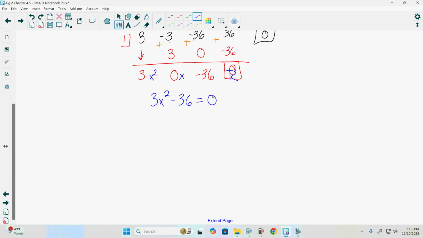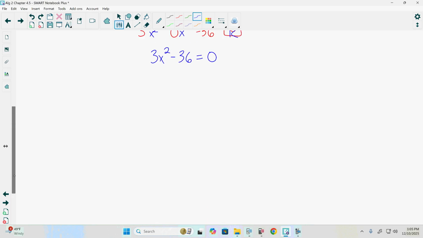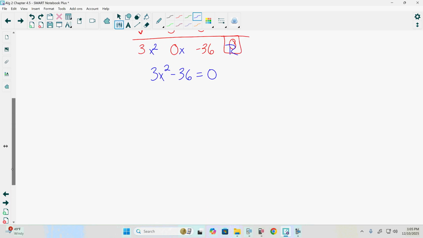Now this is nicer than the last two that we had to get down to this point. And the biggest reason is that it does not have a middle term. We do not have an x to the first power. Because if we're missing that x to the first power, we can use the square root method. We can get the x squared term by itself and take the square root of both sides.